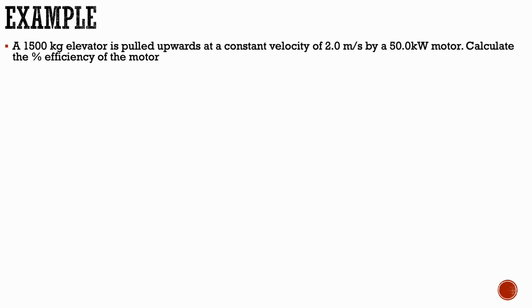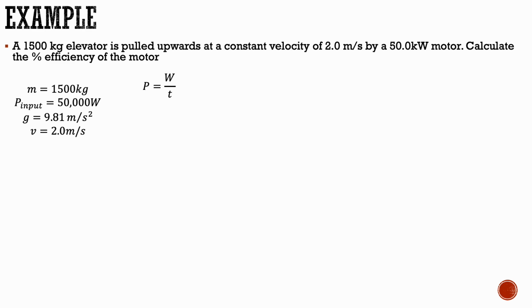A 1,500 kilogram elevator is pulled upwards at a constant velocity of 2 meters per second by a 50 kilowatt motor. We want to calculate the percent efficiency of the motor. So our mass is 1,500 kilograms. We have a power input of 50,000 watts. We know gravity is 9.81 meters per second squared, and our velocity is a constant 2 meters per second.